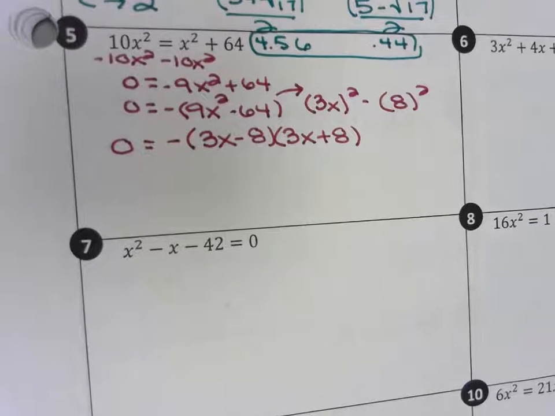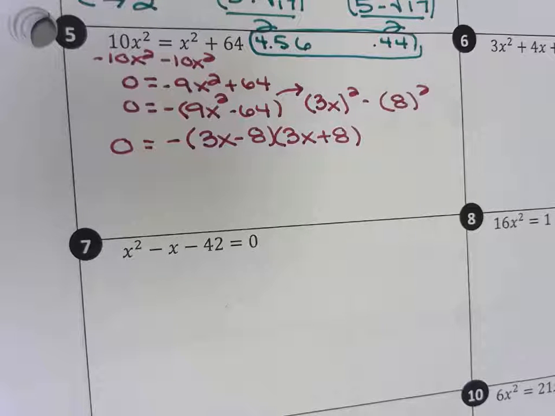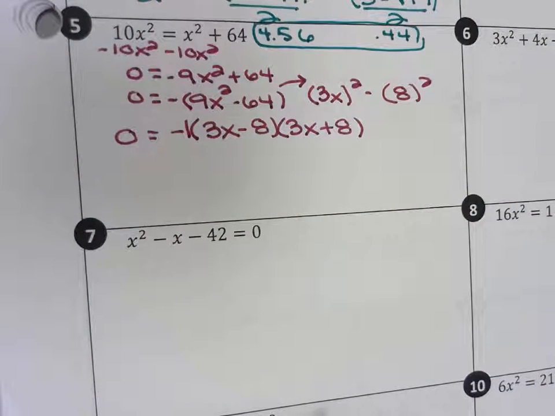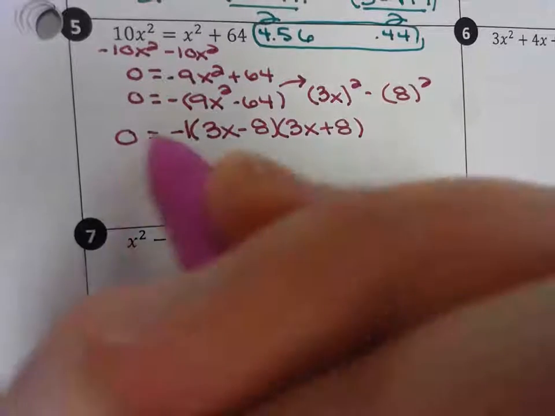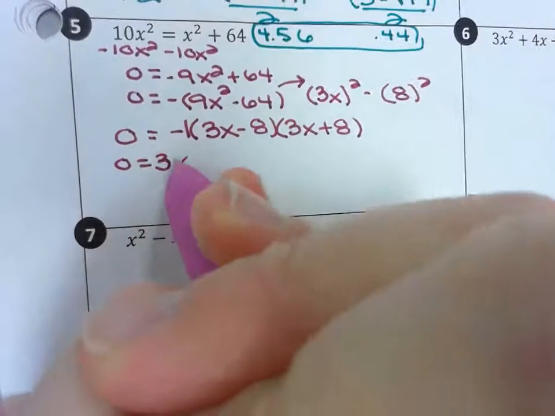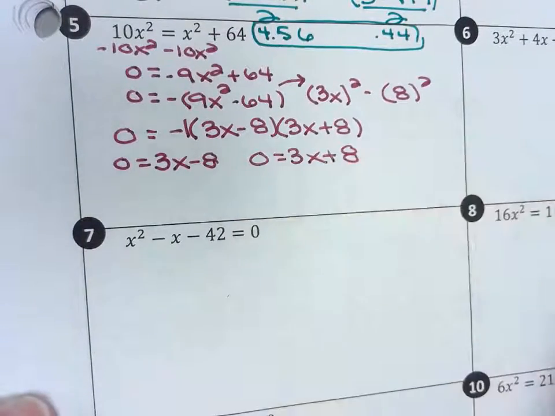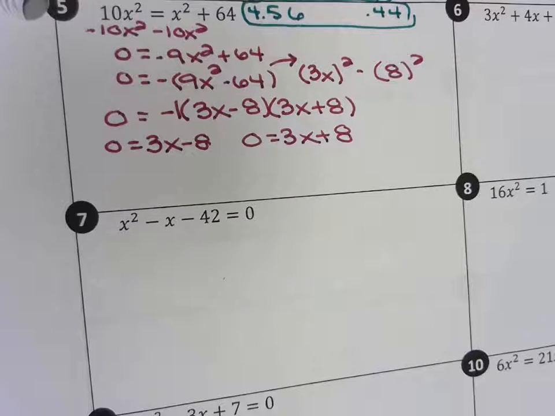Now, what do I do? Is this solved yet? No, I don't have x equals numbers yet. Now, when I set it up, what factors do I have to set equal to 0? Do I have to set the -1 equal to 0? Because there's really a -1 there. No, because it's just a constant like we've talked about before. So we do 0 equals 3x minus 8, 0 equals 3x plus 8. So set each factor equal to 0. We don't have to worry about the -1 because it is just a constant. If there was an x with it, then you would have had to, but it's just a number.